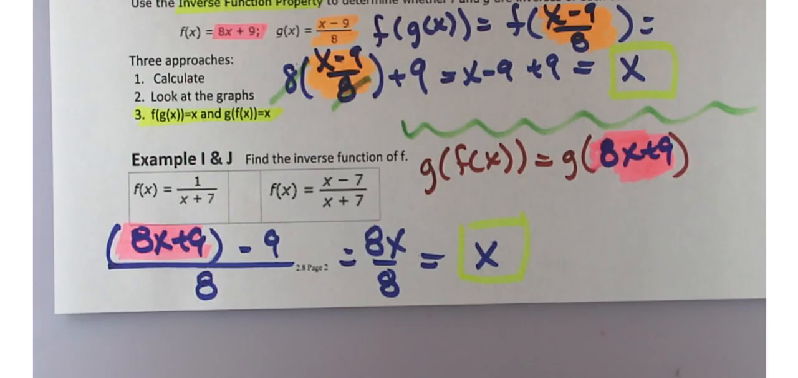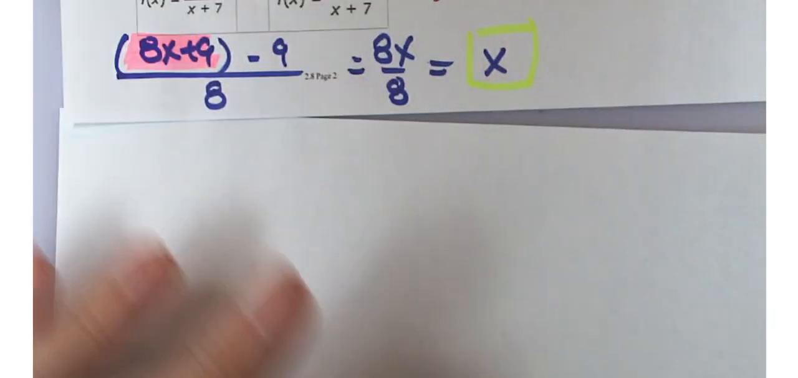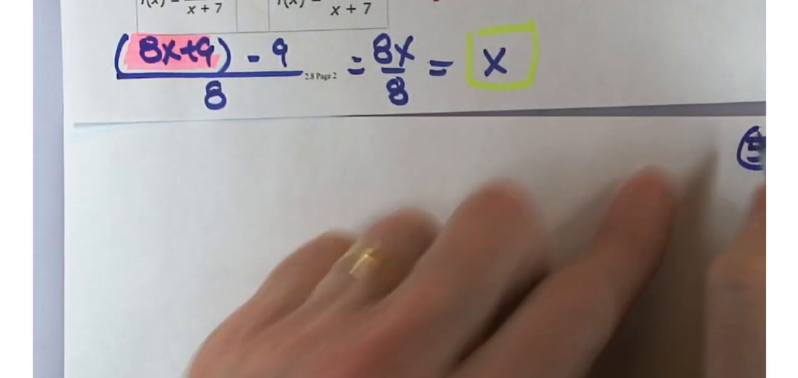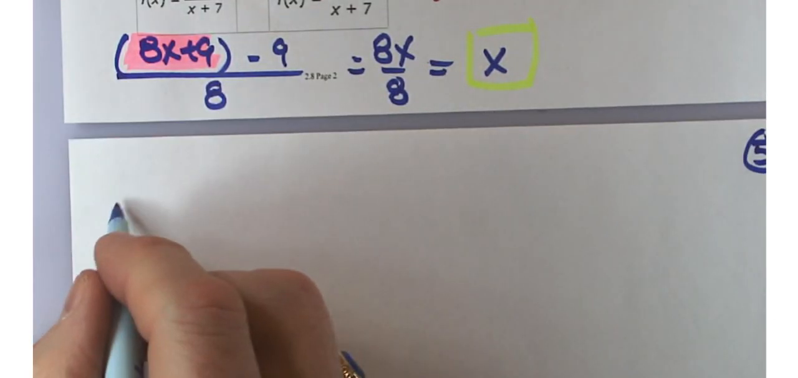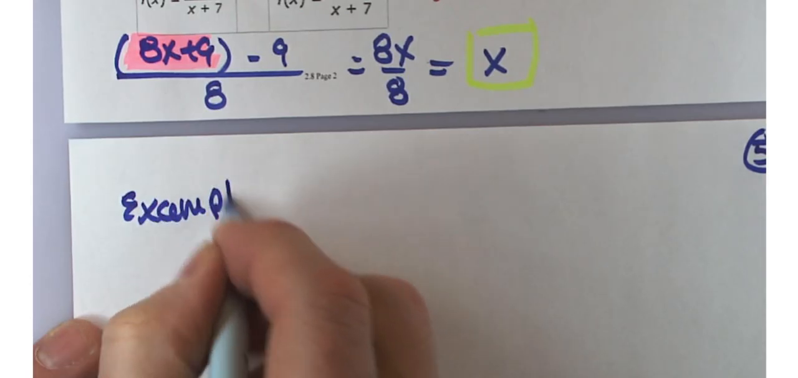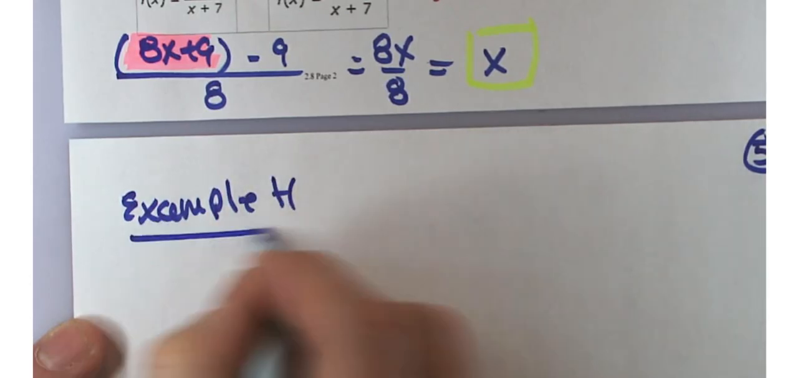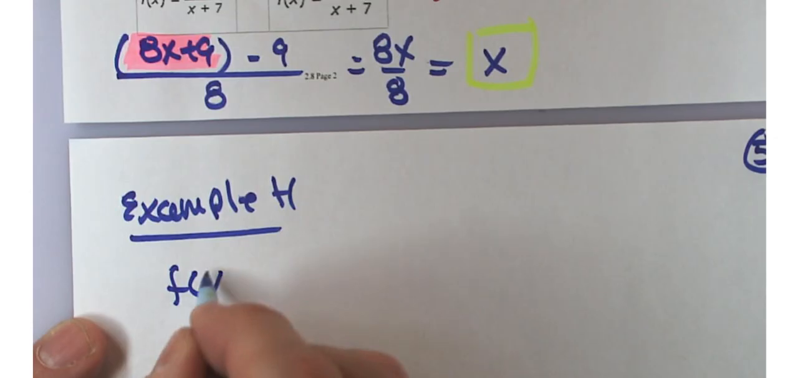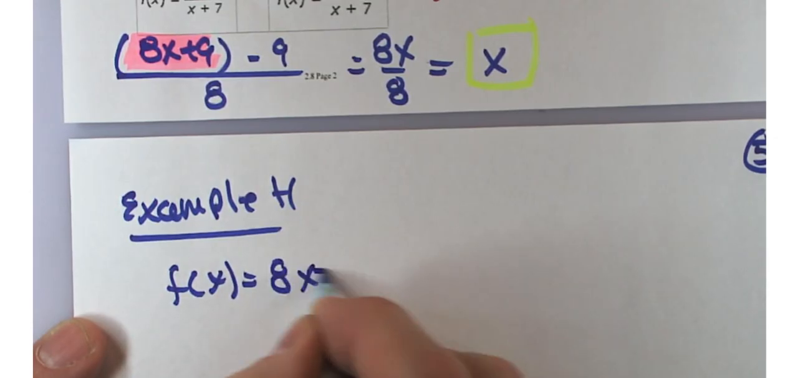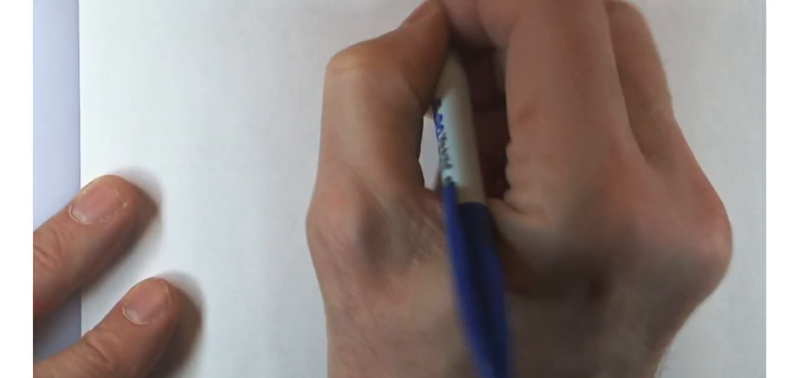Now, how else can we decide, are they inverse functions? Well, we could just calculate it. So let's take a look again. This is example H. You can start out with f of x equals 8x plus 9, and then run through the steps. The first one is replace f of x by y.